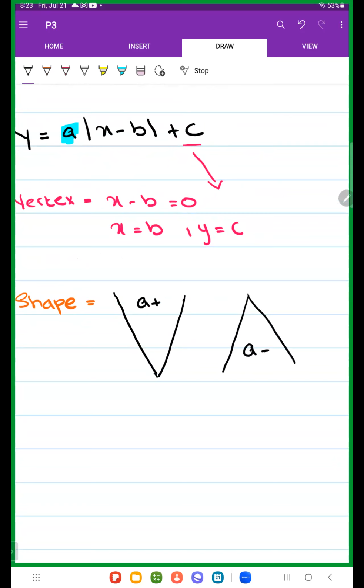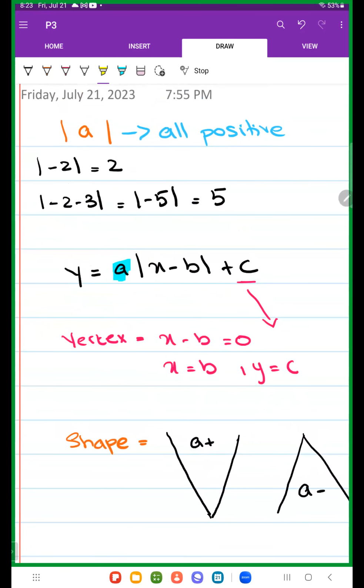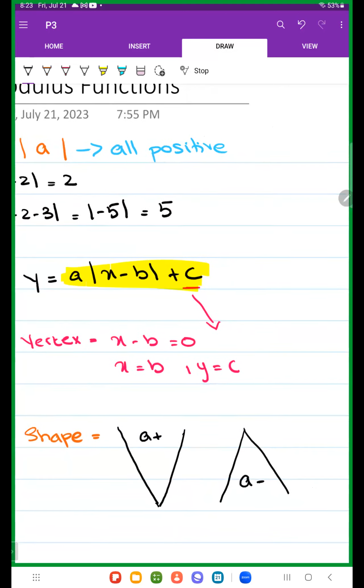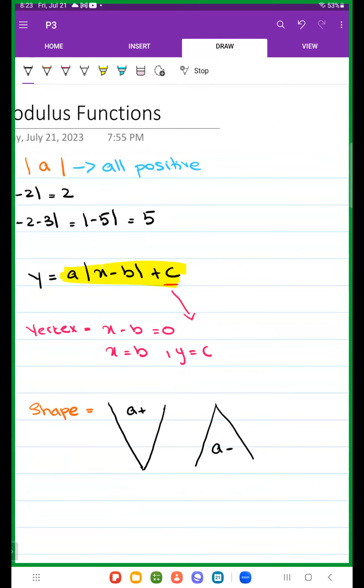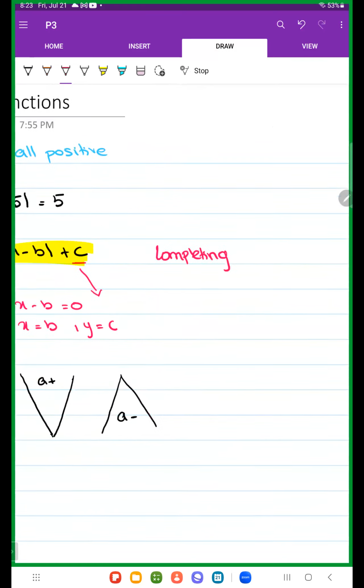Does this remind you of something? This formula? The equation of a line. There's a method which is very similar to this formula, which is the completed square method. Do you know that? Completing the square method, are you aware of that? It's very similar over here.